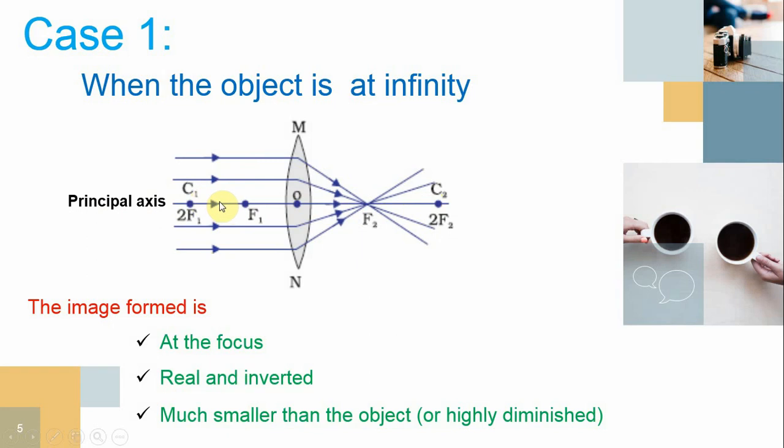We already discussed the rule for obtaining images by spherical lenses. The first rule: if the light is parallel to the principal axis, it passes through the focus. So these parallel rays are refracted and pass through the focus. The image is formed at focus. Here the image is formed, and this image is real and inverted. The size of the image is smaller than the object. We can get point-sized images.